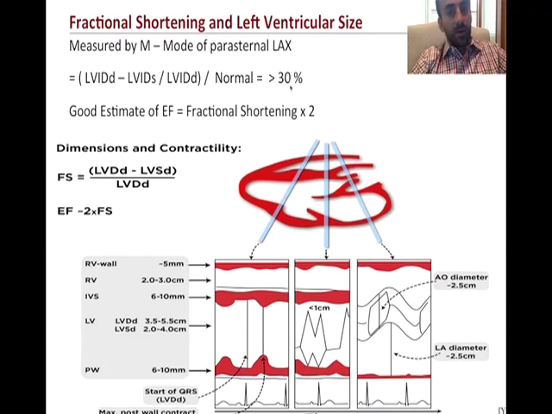Normal should be greater than 30%, meaning that, again, visually you should see more than a 30% change in the diameter in this pattern. Anecdotally, you can roughly estimate the patient's EF by simply doing 2 times this value that you calculated.